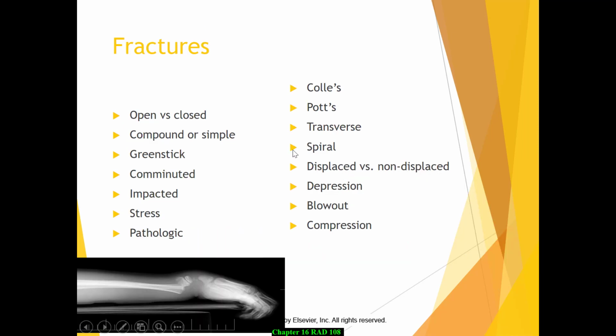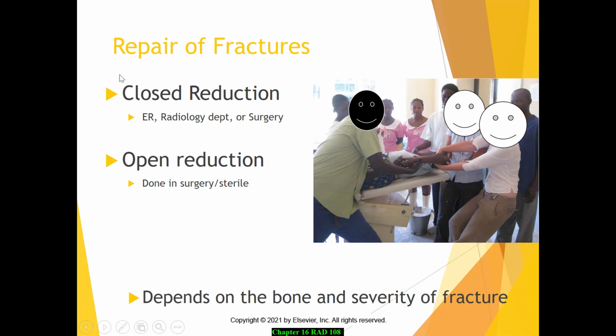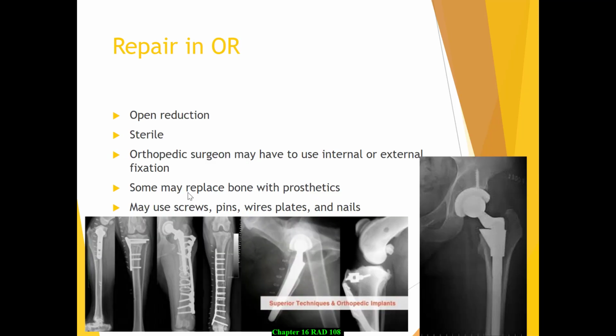So here's some examples of some fractures that you're going to learn about. You'll hear me mention some of them, but mostly you'll learn about them in that pathology course and what they look like on the radiographs. We do have closed reduction fractures and open reduction. Closed reductions are done in the department where they are going to set it. Open reduction means that they're going to have to go up to surgery and have surgery done in order to place that back into place. It just depends on the severity of the fracture.